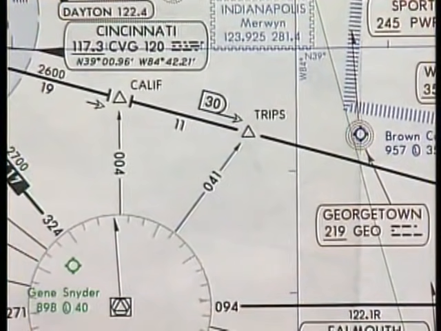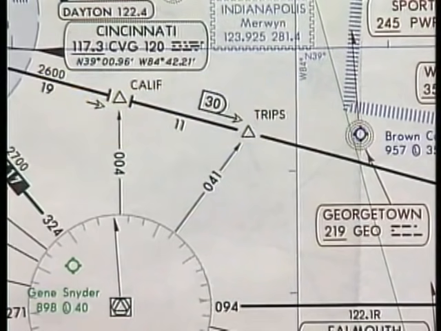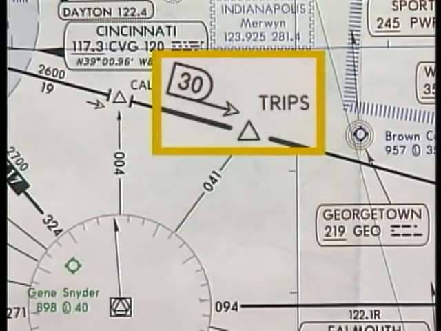Where distance measuring equipment can be used to define a fix, an arrow with an open head is shown, with the mileage being determined by that listed along the airway. In this case, the DME distance to Calif intersection is 19 nautical miles. If there is more than one fix along the airway, the mileage to the fix from the nav aid is enclosed in a D-shaped box with the arrow attached. Here, the distance to TRIP is 30 nautical miles.